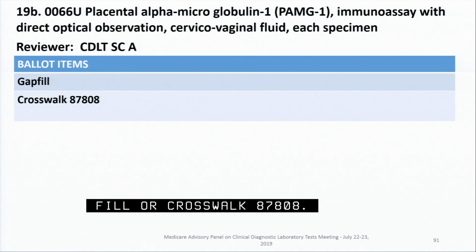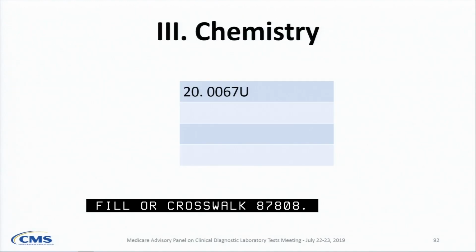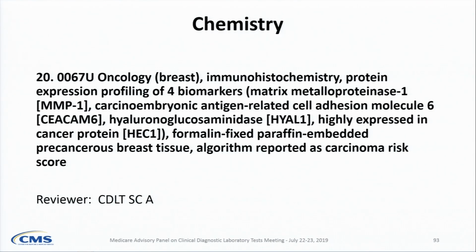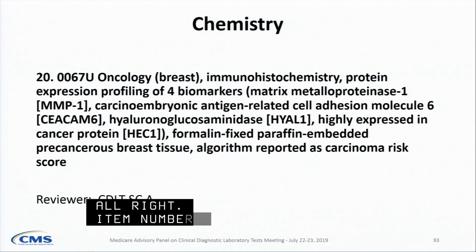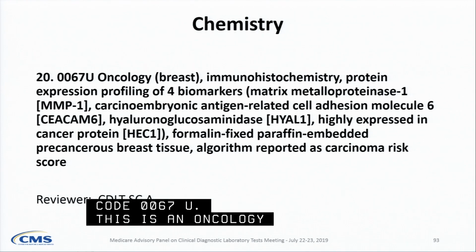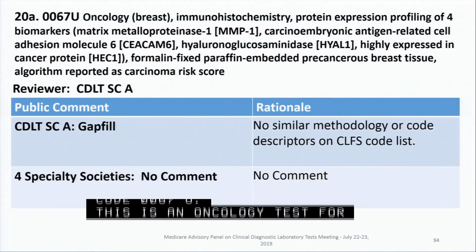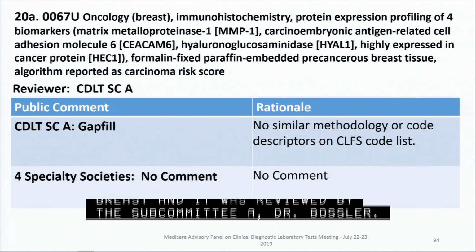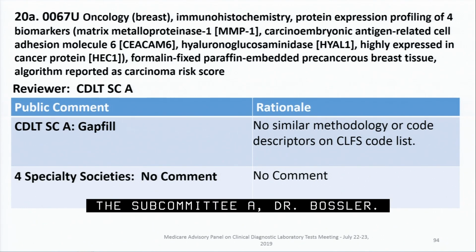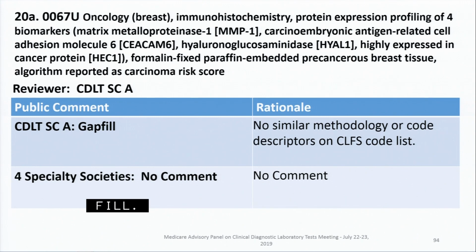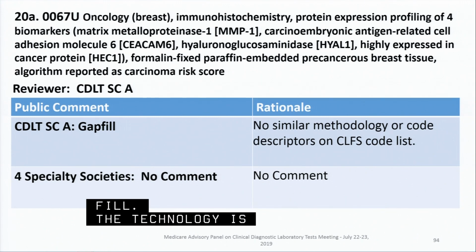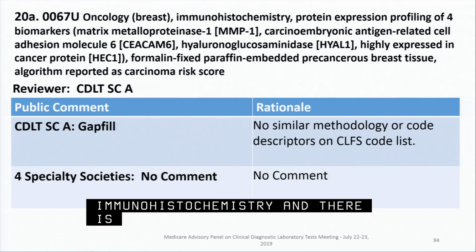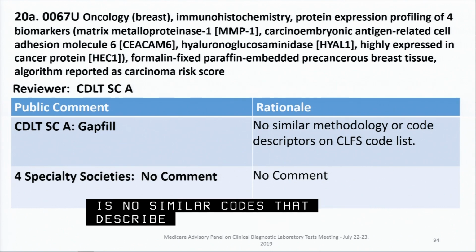Okay. All right, item number 20, code 0067U. This is an oncology test for breast, and it was reviewed by Subcommittee A, Dr. Bossler. So our recommendation is to gap fill. The technology here is immunohistochemistry, and there's no similar codes that describe this method existing in CLFS. So our recommendation is to gap fill.